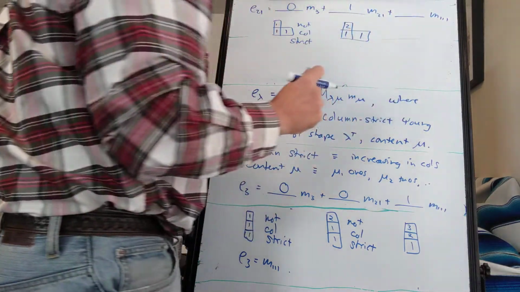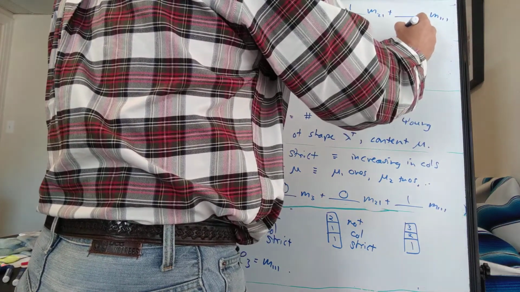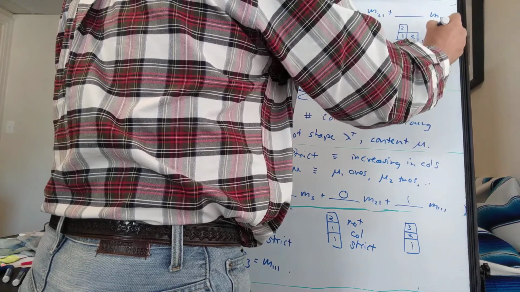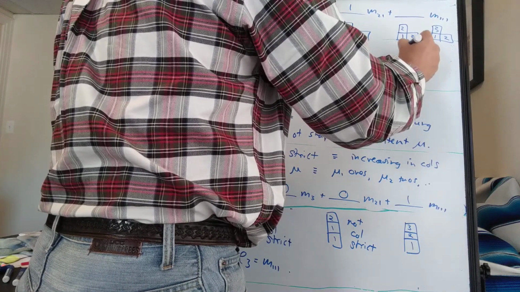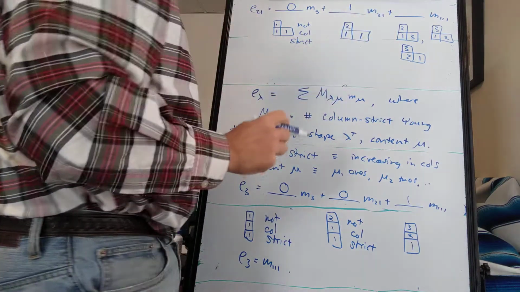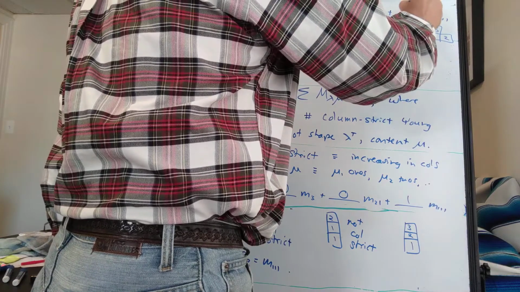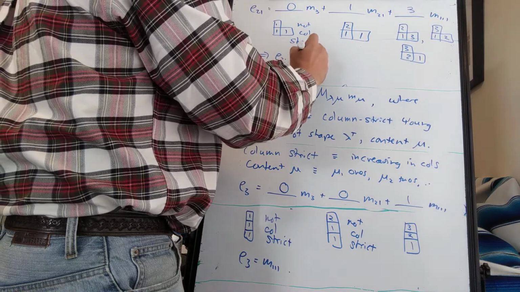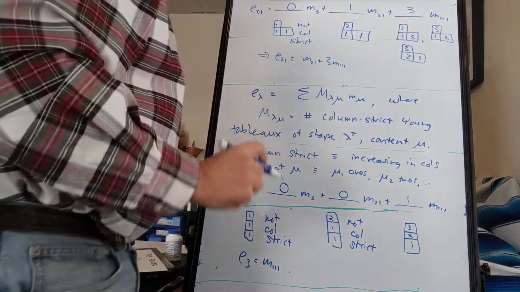And then if we have a 1 and a 2 and a 3, then there are several ways to fill the tableau and keep it column strict. We could put 1 and 2 in the first column. We could put 1 and 3 in the first column. And we could even put 2 and 3 in the first column. The only rule we have is that in a column, the numbers have to increase. So there's 3 ways to do that. And that tells us that E21 equals M21 plus 3M111.